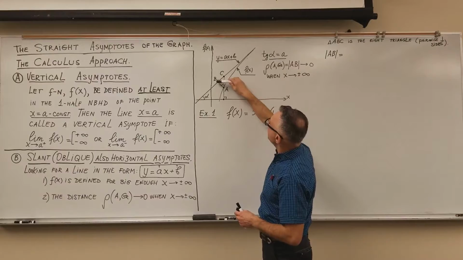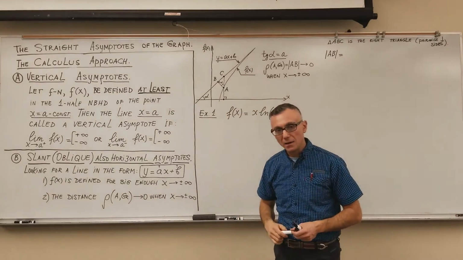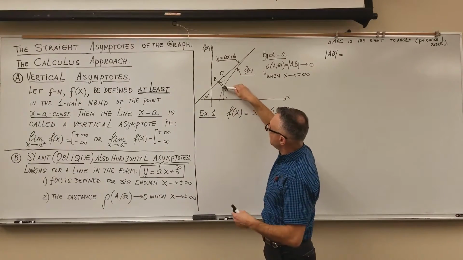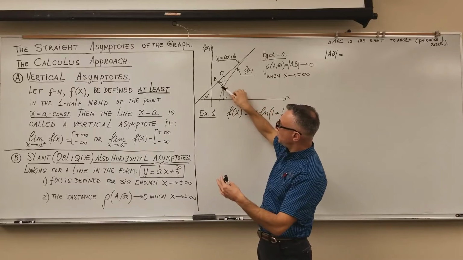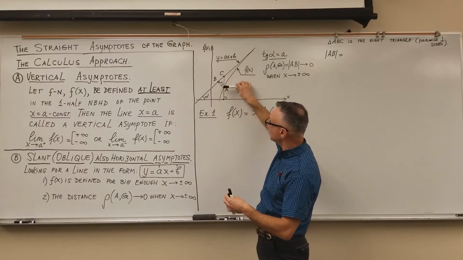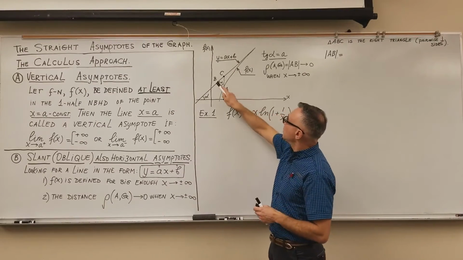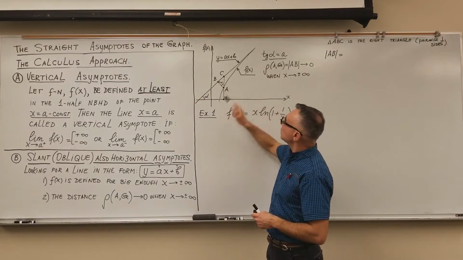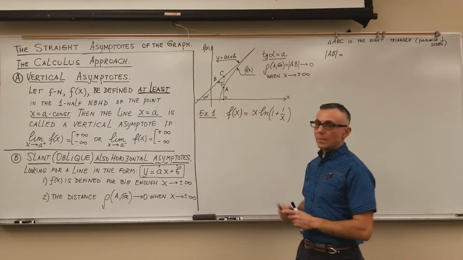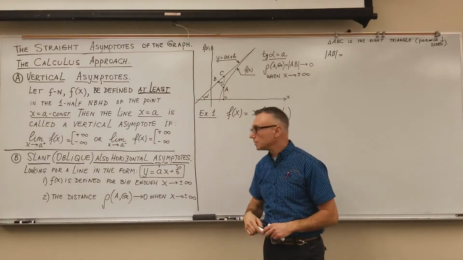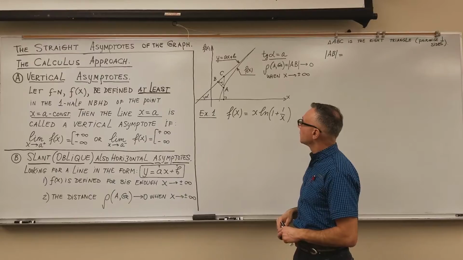The triangle ABC is a right triangle, because by the definition that's the distance, it's a perpendicular direction to the asymptote. ABC is the right triangle, and moreover, the angle BAC is equal to the angle of my asymptote, alpha. Why?